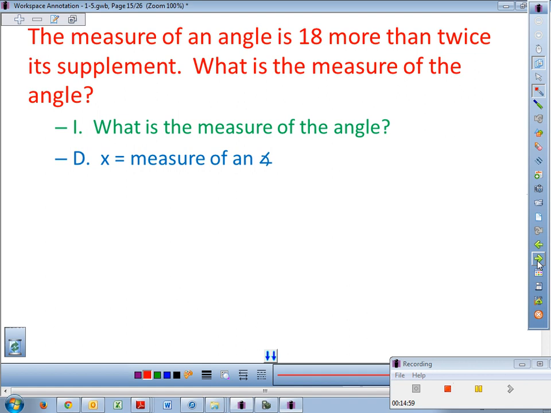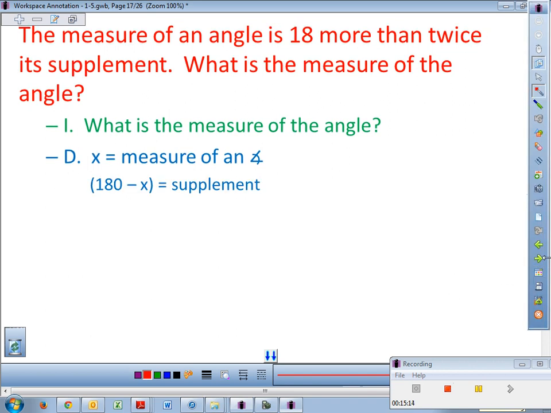There will be a second thing here also. We have to find the word either complement or supplement in these problems. This one is about a supplement. So if our angle is x degrees, what is the supplement to that one going to be? 180 minus x equals the supplement. 180 minus x equals supplement. Two things to define.